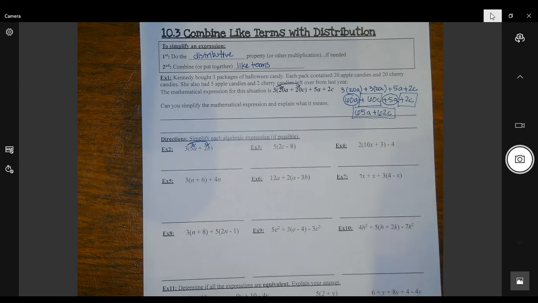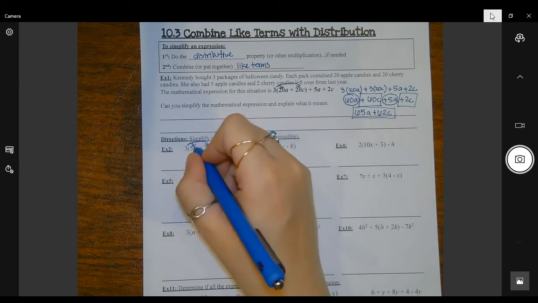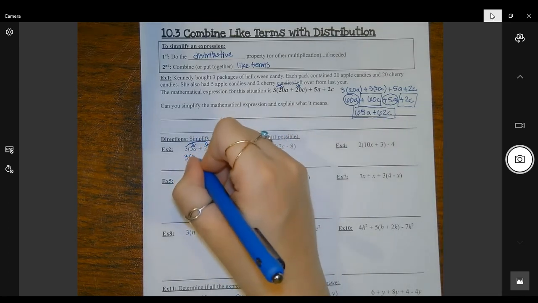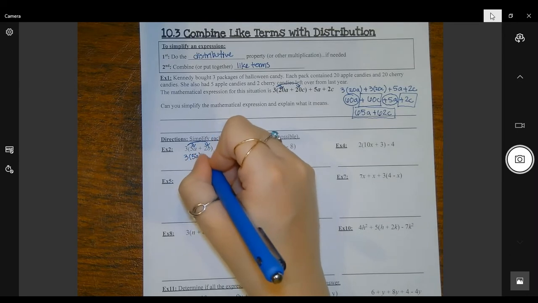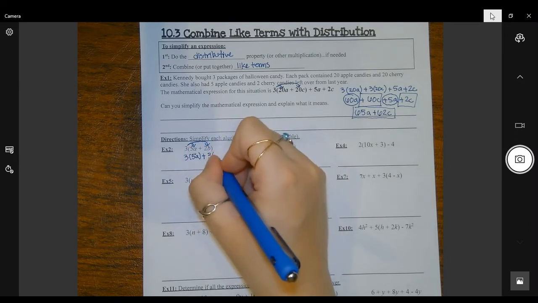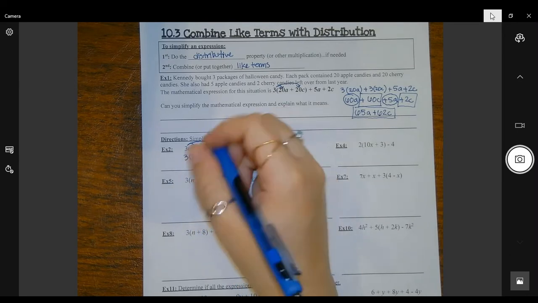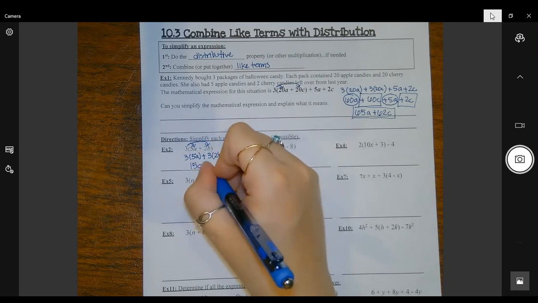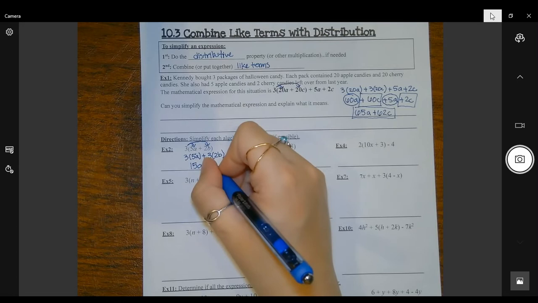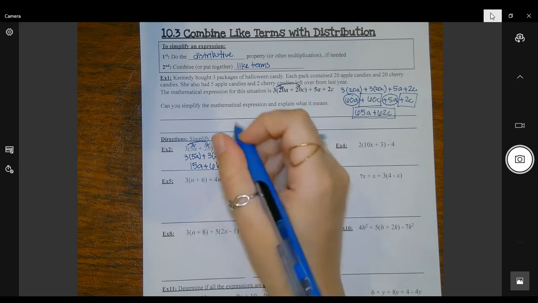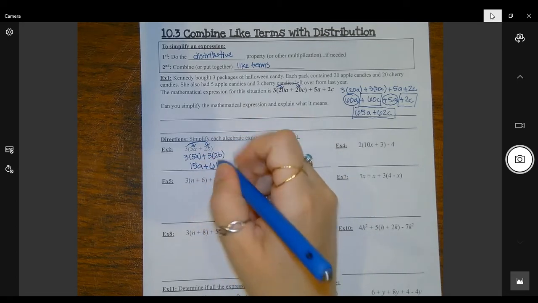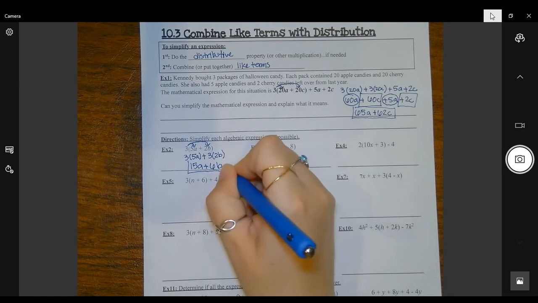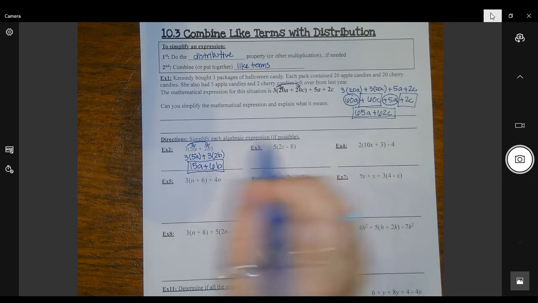Okay, let's go ahead and try this one. It says 3 times 5A first, plus 3 times 2B. Well, what's 3 times 5A? That's 15A. Plus, what's 3 times 2B? That's 6B. Can you combine those? No, that's an A and that's a B. So that's as far as I can go.